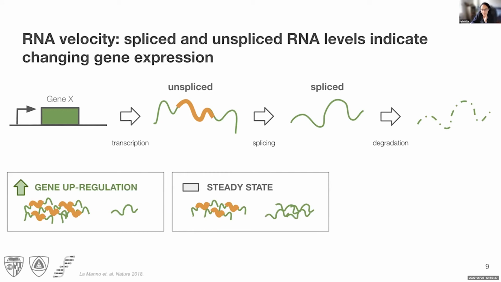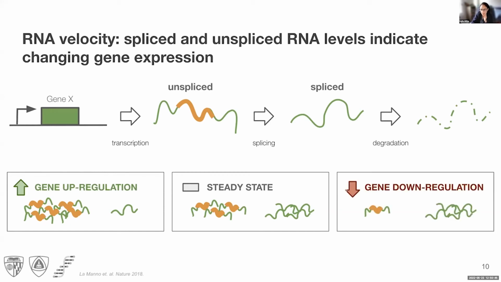Then, given time, gene expression will reach some steady state where there will be a stable ratio of unspliced to spliced RNA. And then when a gene is turned off, you will see more spliced RNA than expected from the steady state ratio because the unspliced RNA have stopped being produced and the spliced RNA have yet to be degraded.